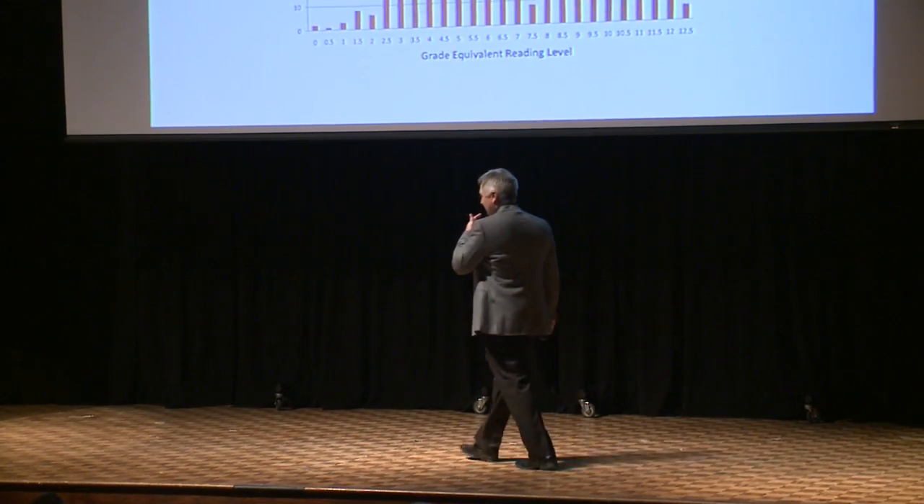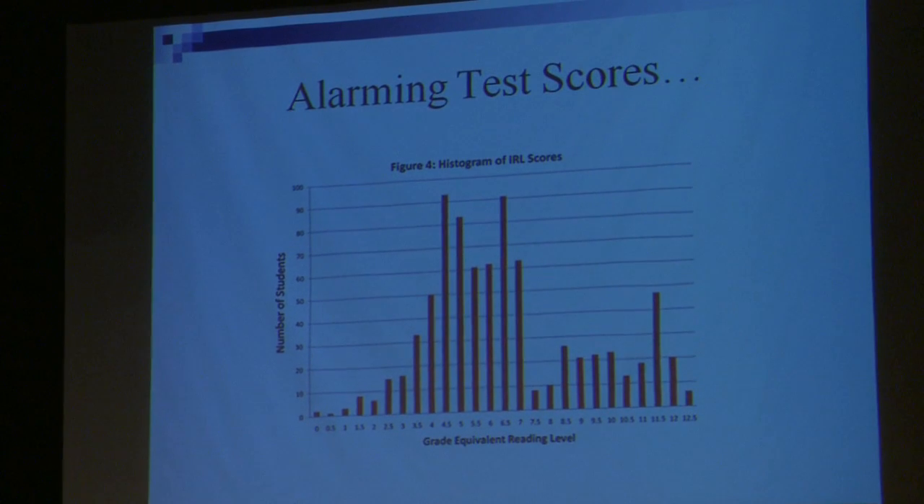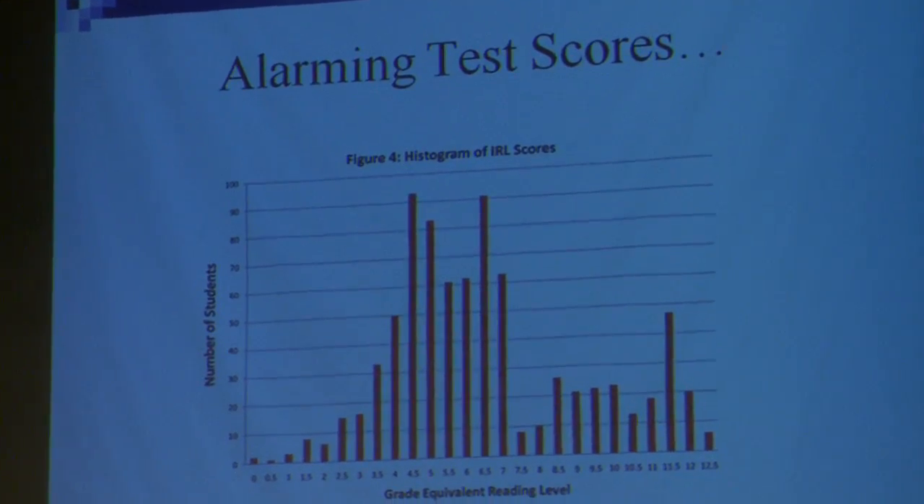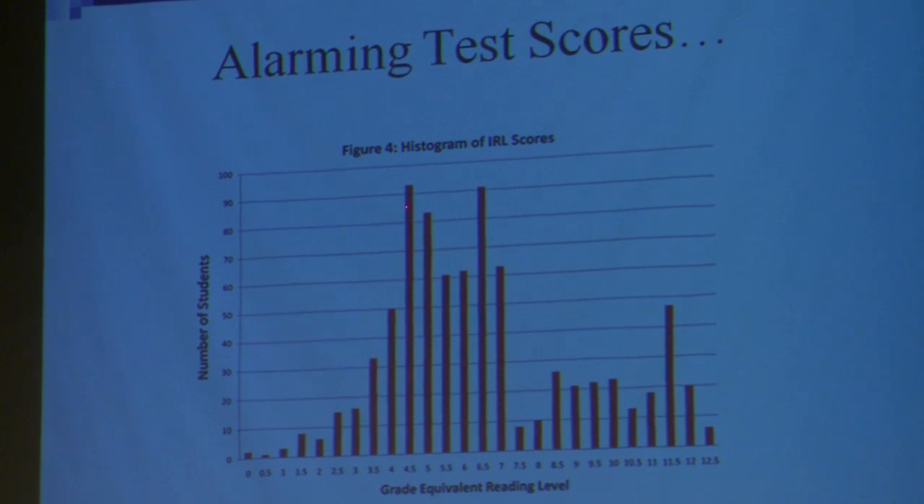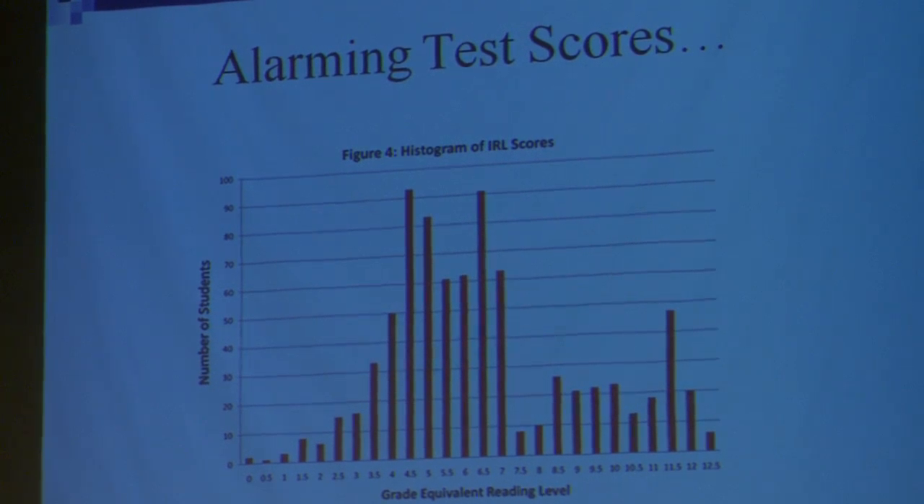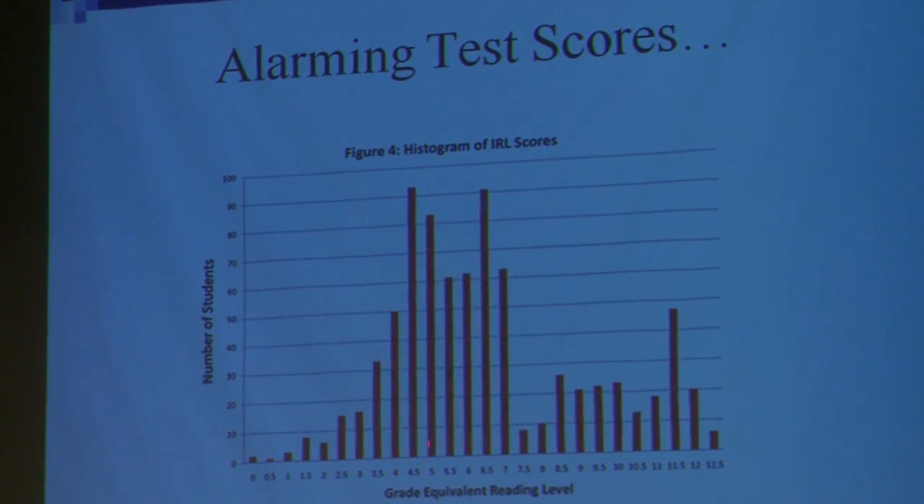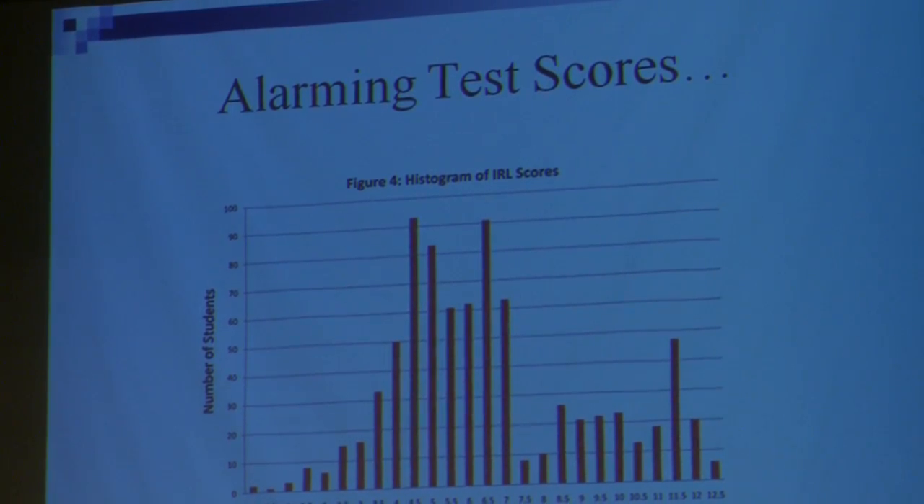This is a picture of the current 9th grade class in Chicago Heights. This is our histogram of IRL scores. And as you can see, the modal student reads at about the 4th grade level. It's just amazing to me that these are 9th graders and they tend to be reading at 3rd, 4th, or 5th grade level in our 2 Chicago Heights high schools.